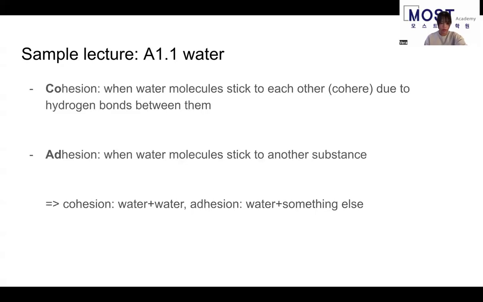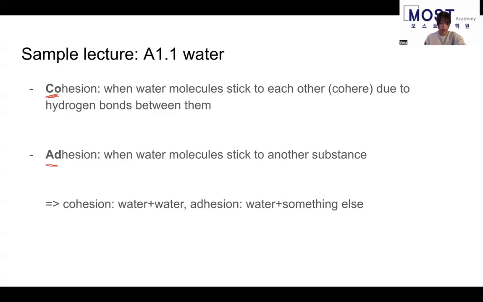Again, when learning new science jargon, we can look at the anatomy of the word. For cohesion, the prefix co means together. So cohesion refers to when water molecules stick to each other or cohere because of the hydrogen bonds between them. On the other hand, adhesion is water sticking to another substance that's hydrophilic. So that was a rough lecture about water.